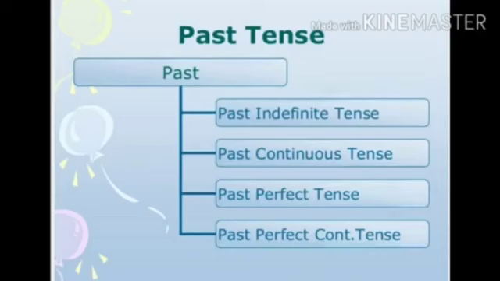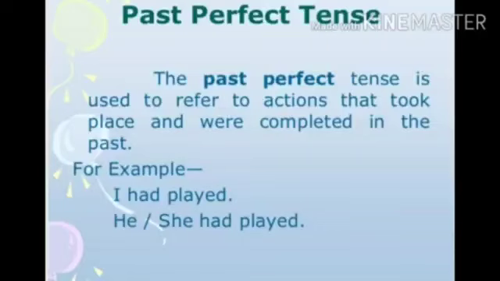Okay, students. Now it's time to move to the third segment of past tense, that is past perfect tense. And this past perfect tense is used to refer to actions that took place and were completed in the past. In a simpler form, it is used to express an action that was completed before another action started in the past. It is used with the earlier of the two actions. The simple past tense is used with the other action.